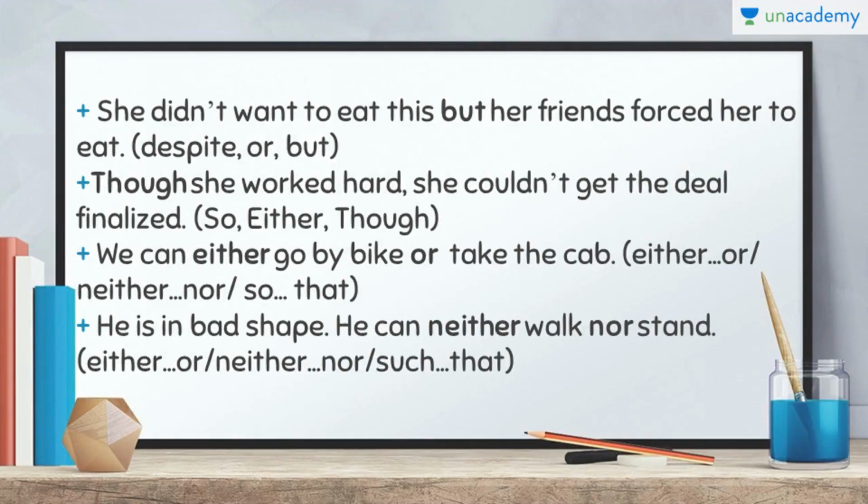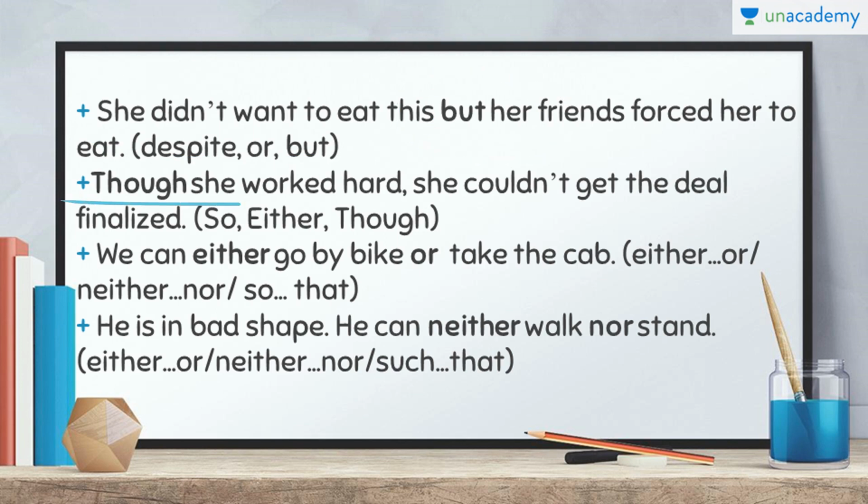Next we see, she didn't want to eat this, but her friends forced her to eat. Here two things are happening in opposition. First, she is not willing, she does not want to eat something, but in the second part the friends are forcing her to do something that she is not willing to do. That's why but is used.